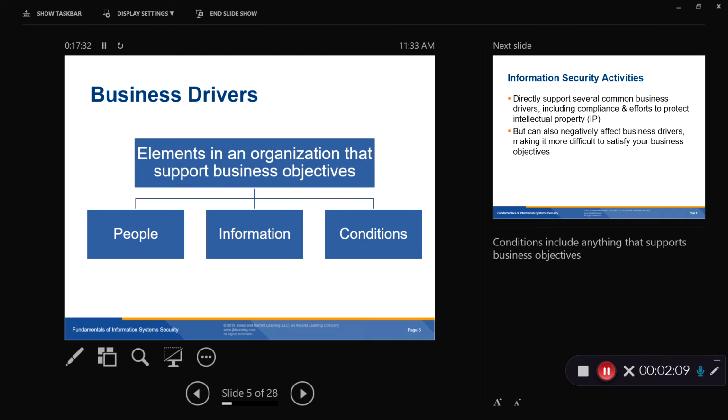So people are very important. You can't take people out of the system. You cannot take people out of the organization. It's just something that we have to work through and work around and create policies to allow people to do their work securely.